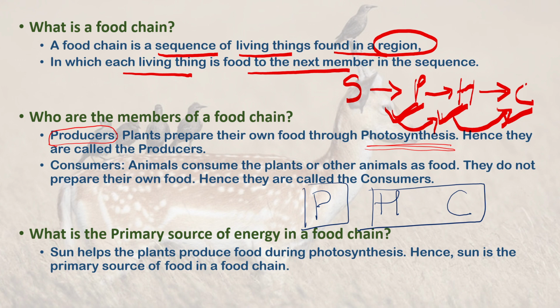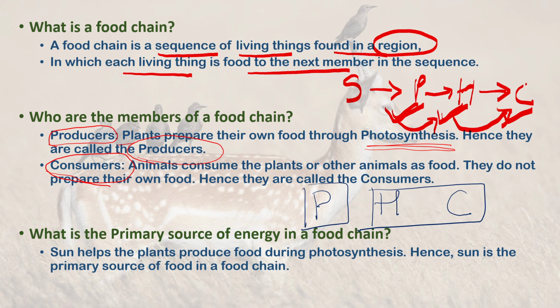Correct? So plants know how to make their own food. So they are called producers because they can produce their own food. Now animals depend on plants or other animals to have their food or to consume their food. So they are called consumers.